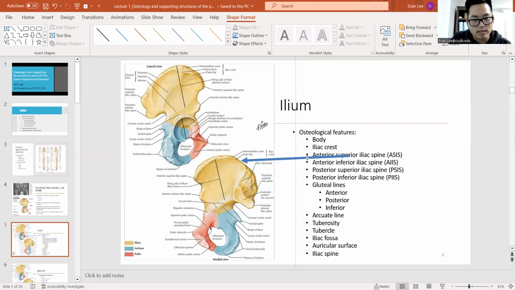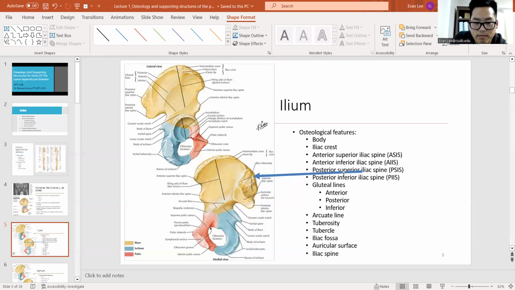Now, looking at the medial side, you can see a few things. This one right here is called the iliac fossa. So the iliac fossa is a depression right along the inside of the ilium. This is kind of giving it a somewhat curved appearance. But then at the bottom of the iliac fossa, this is where you'll find the arcuate line. So the arcuate line is near the bottom of the iliac fossa.